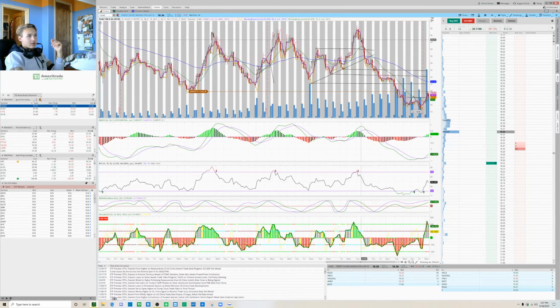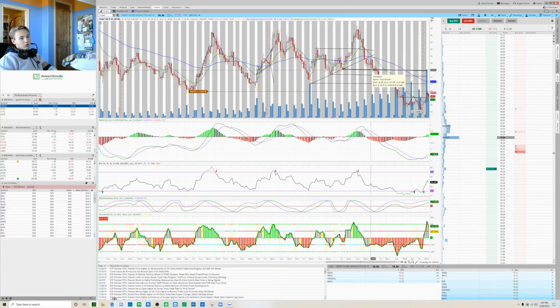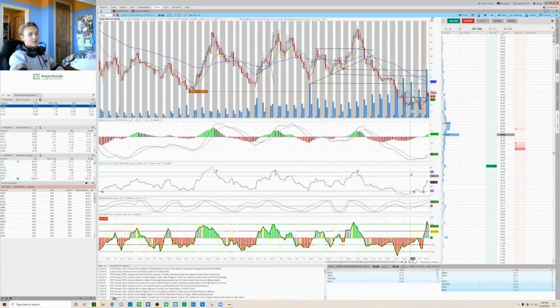Now there's also a downward staircase. It goes down, then a little bit of an up. It goes down, and then a little bit of an up. Now the way that you can see that they're pullbacks is if it goes back and touches the 15 EMA. You can see the 15 EMA. It's constantly getting rejected through the bottom of this EMA, and then all of a sudden pops up above it. So that's how I know it's not a reversal, it's just a pullback.